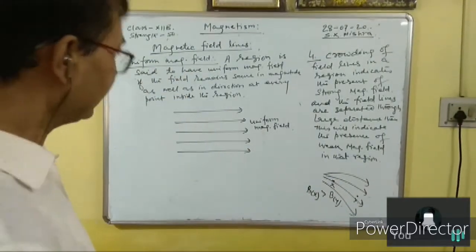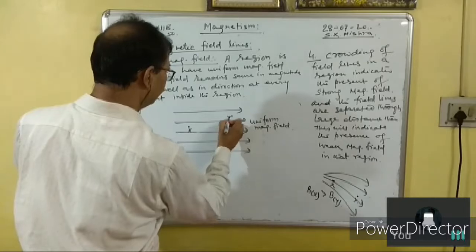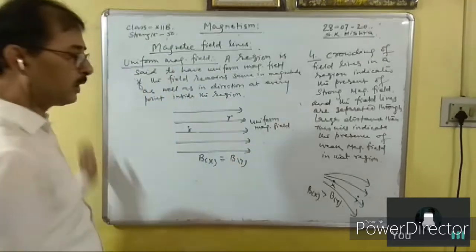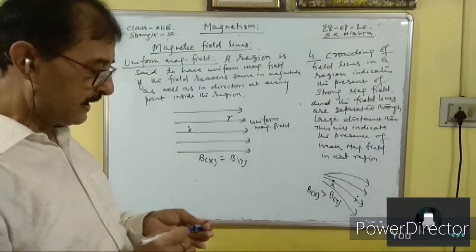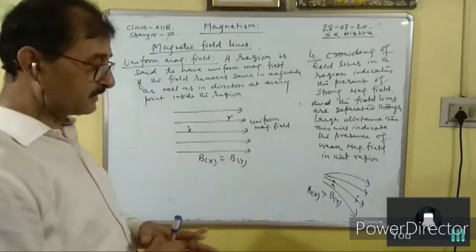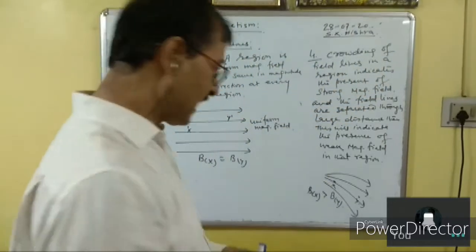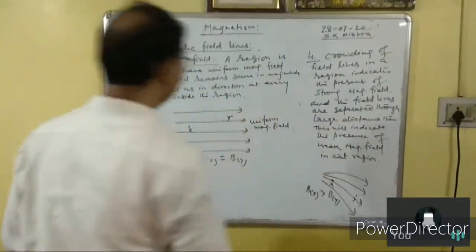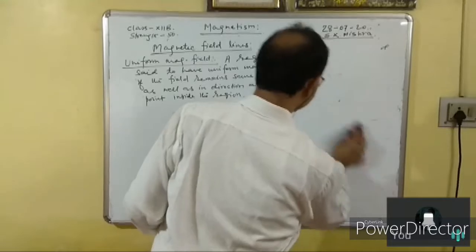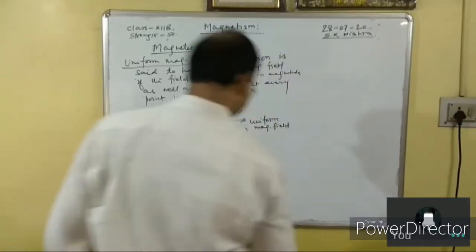So how will you represent it? By drawing field lines. If this region is having a uniform magnetic field, then field lines will be drawn like this: parallel, equidistant, unidirectional, straight lines. This is representing a uniform magnetic field. So this is a pictorial representation of a uniform magnetic field.